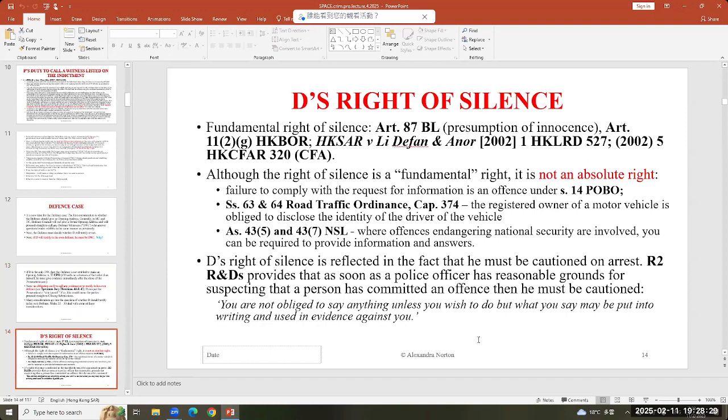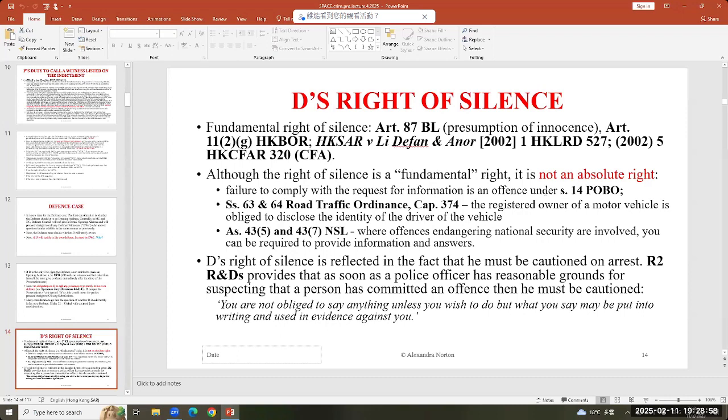So let's talk a bit about the right of silence. We covered this in evidence as well, but it's become a very important topic recently because of the CFA ruling in Chan Chu Learn. So there is a fundamental right of silence, but it's not absolute. We know under the NSL that there are certain obligations placed on suspects, defendants, to answer questions, but that's not a new concept under our statutory provisions.